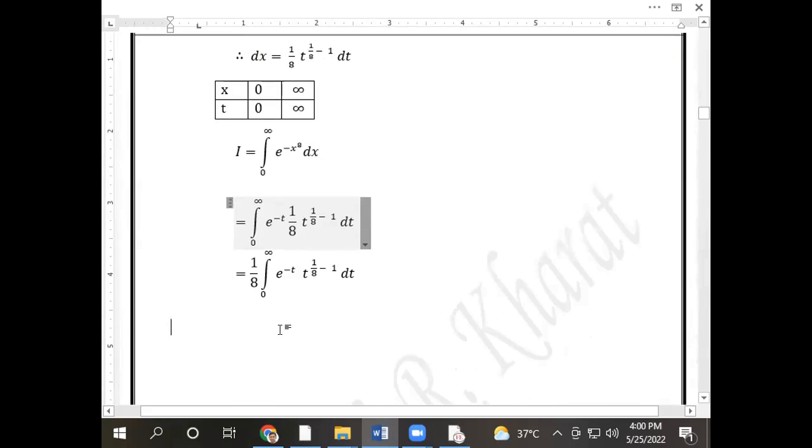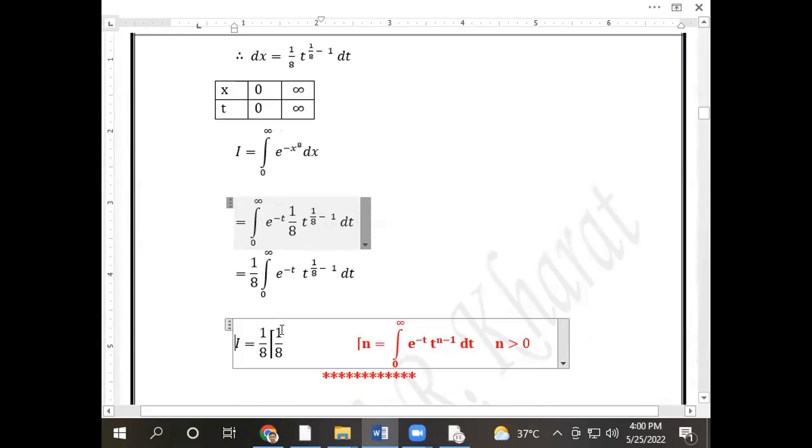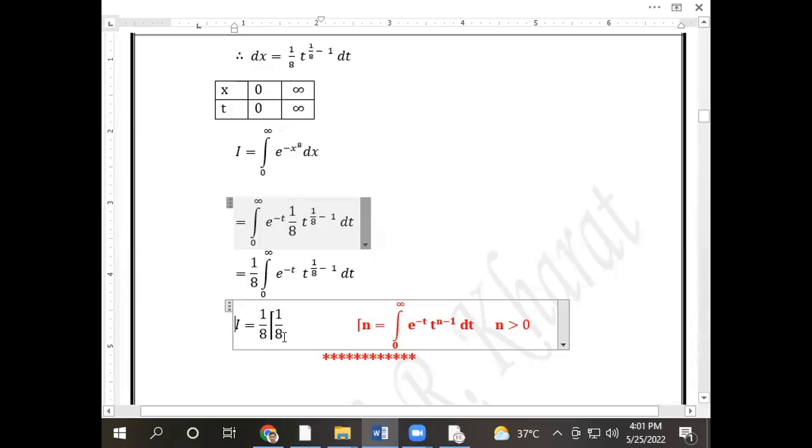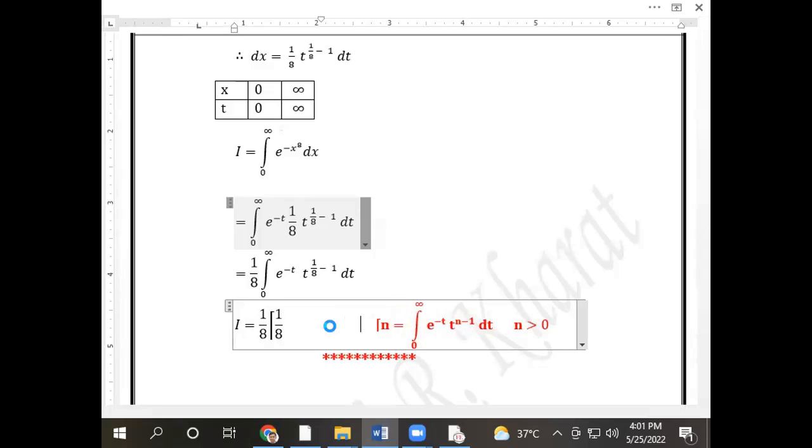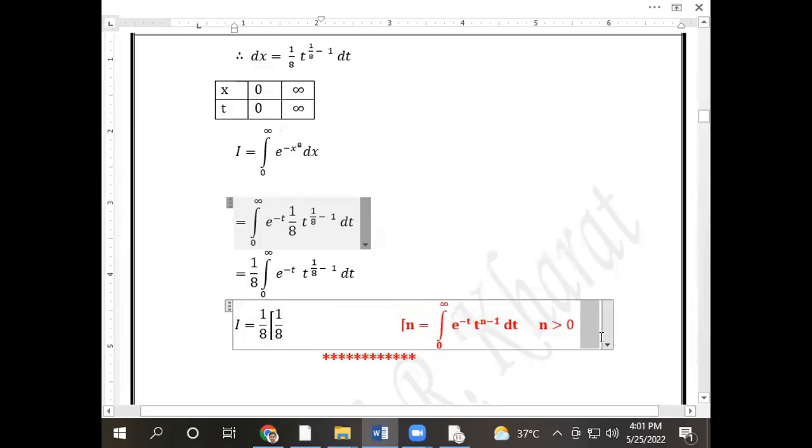Then we have to just compare with a standard definition. Then we get the value where n is equal to 1 upon 8. So the final solution of this example is I equal to 1 upon 8, gamma of 1 upon 8. In a similar way, we can find the solution when we change the value of n.